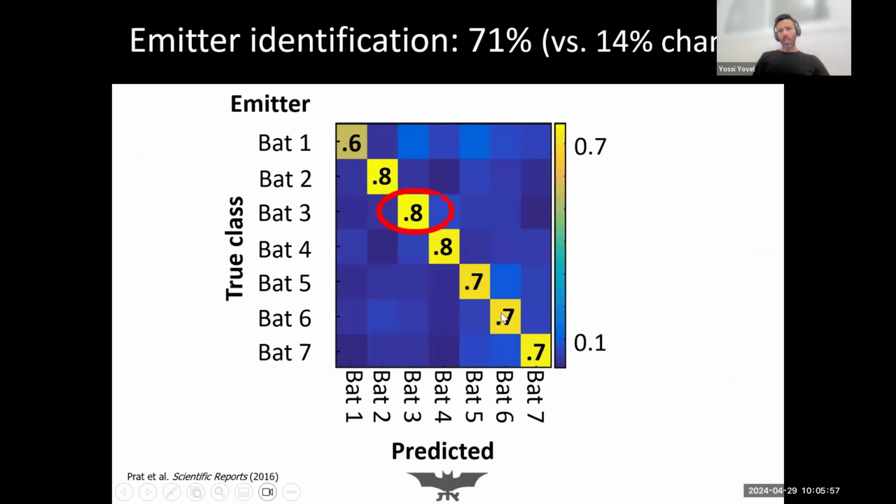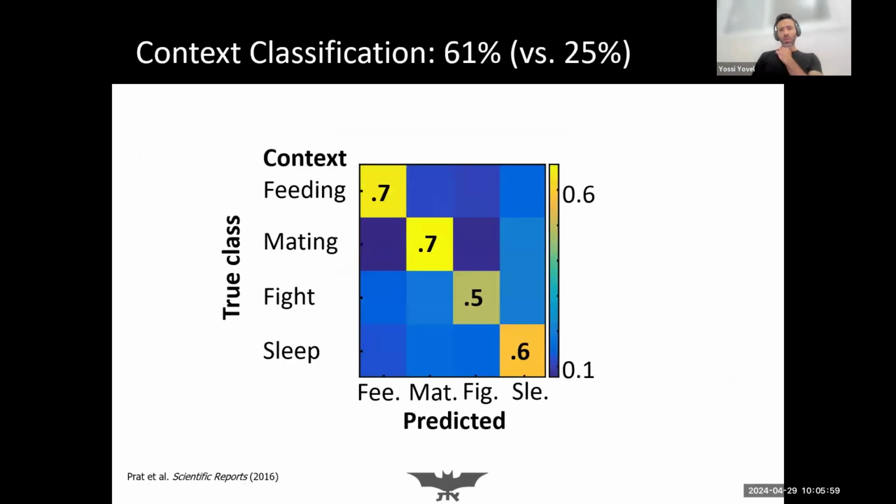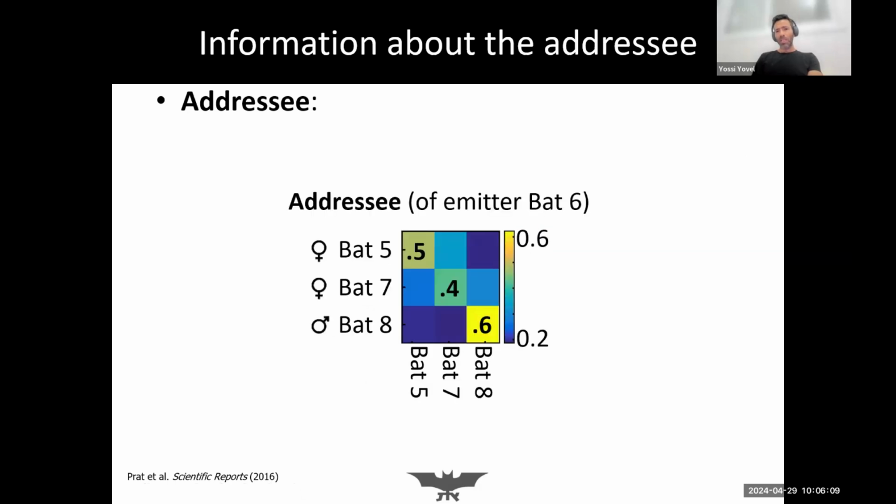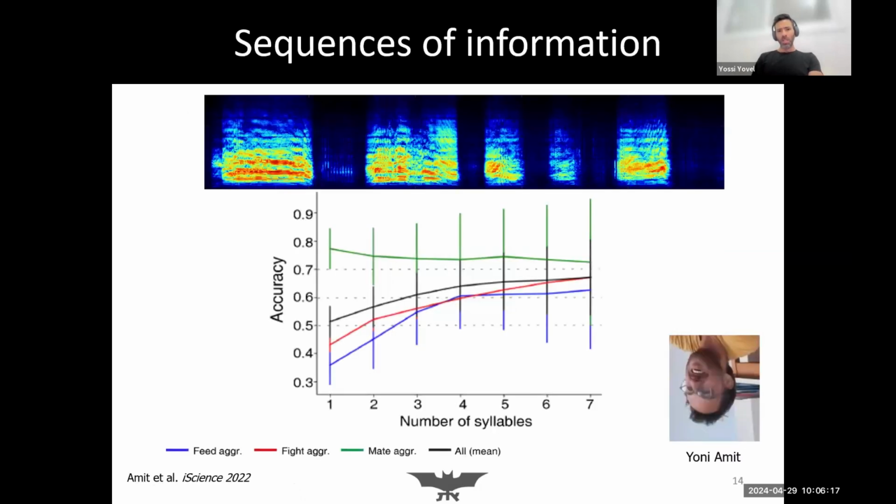And as you can see, we can identify the emitter quite easily. We can identify the context, so those 4 contexts that I mentioned, and to some extent, we can also say who is the addressee. Okay, so whether it's a female being addressed or a male, and even to some extent above chance, so not 100%, far from 100%, but we can say whether individual A or individual B is being addressed.